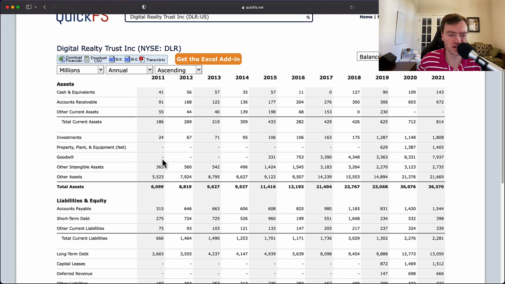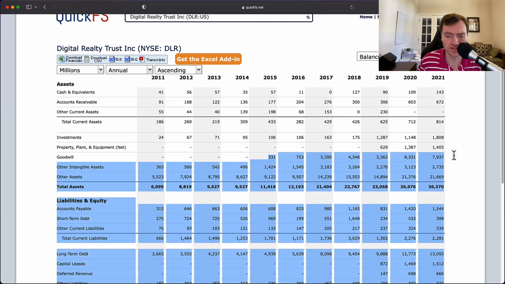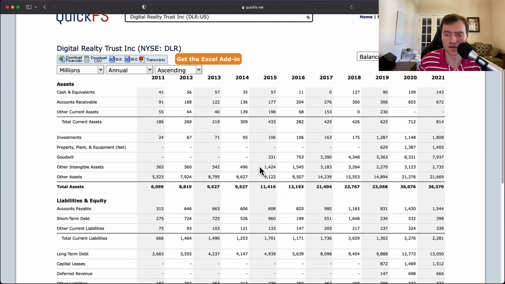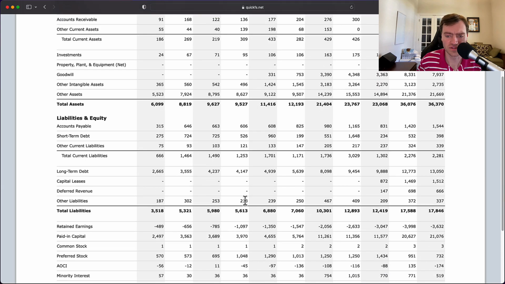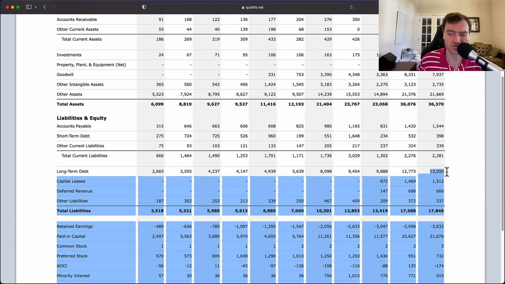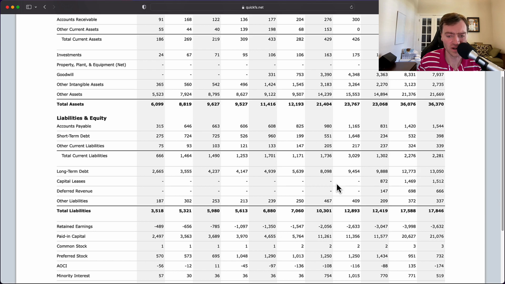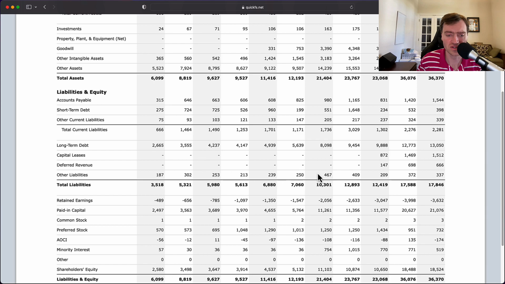You can see they start out the decade with no goodwill. So that's been a piece. They've been starting to do some acquisitions here, in addition to some intangible assets. But I think long-term debt's going to tell the story, and that is exactly right. You have $2.6 billion in long-term debt at the beginning of the decade. You end with $13 billion in long-term debt, so you 4x'd your debt over the course of the decade, and that's driven everything. This is the growth.